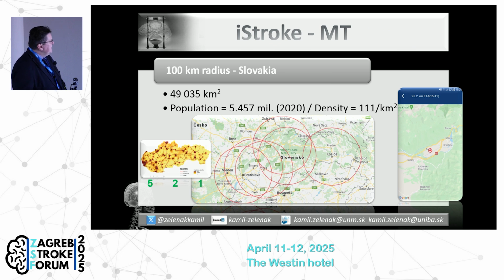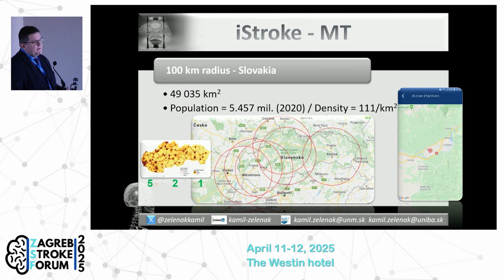Regarding the endovascular centers, there are currently 8. You can see the distribution is a little bit different, but again, the highest density of population is located in the west part of Slovakia. So you can see 5 centers are located in this west part. In the middle, we have 2, and only one is located in the east. But even so, this is the radius of 100 kilometers, so all the territory of Slovakia is covered.